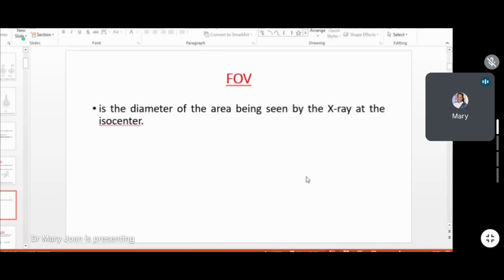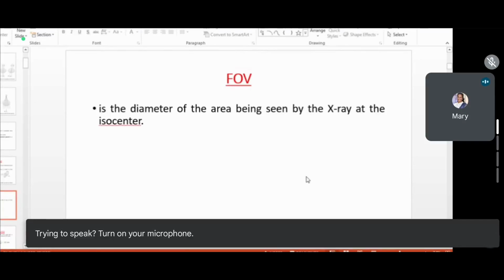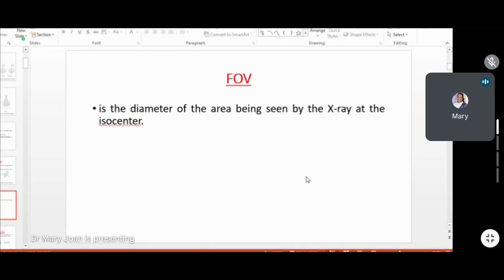What is isocenter? Where all the axes meet. Which axes? Z-axis, Y-axis, and X-axis. It can be anywhere, no? So with respect to the X-ray machine, when we look at it, it is like this. The X-ray machine can rotate, no? The whole head can rotate, right? The X-ray tube can be at 0 degrees, 90 degrees, 180 degrees, or 270 degrees, right?